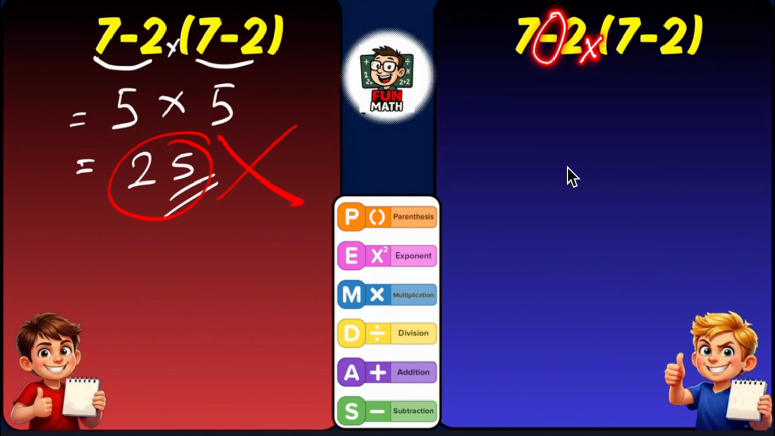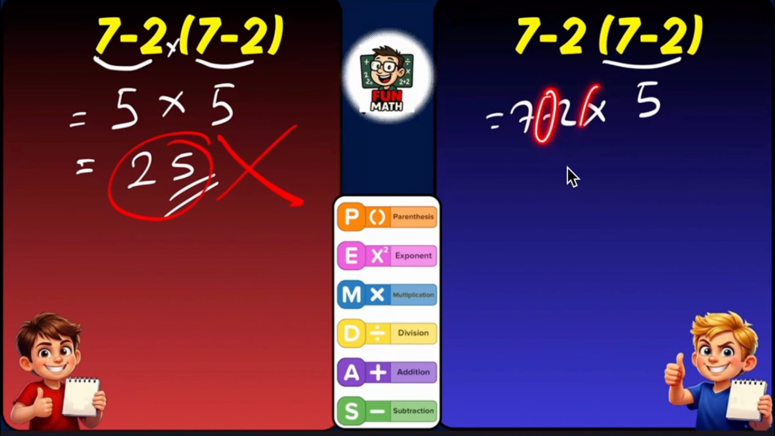Subtraction, hidden multiplication, parentheses. First, parentheses: 7 minus 2 equals 5. Now there are subtraction and multiplication. First multiplication: 2 times 5 equals 10. Finally, subtraction: 7 minus 10 equals negative 3.